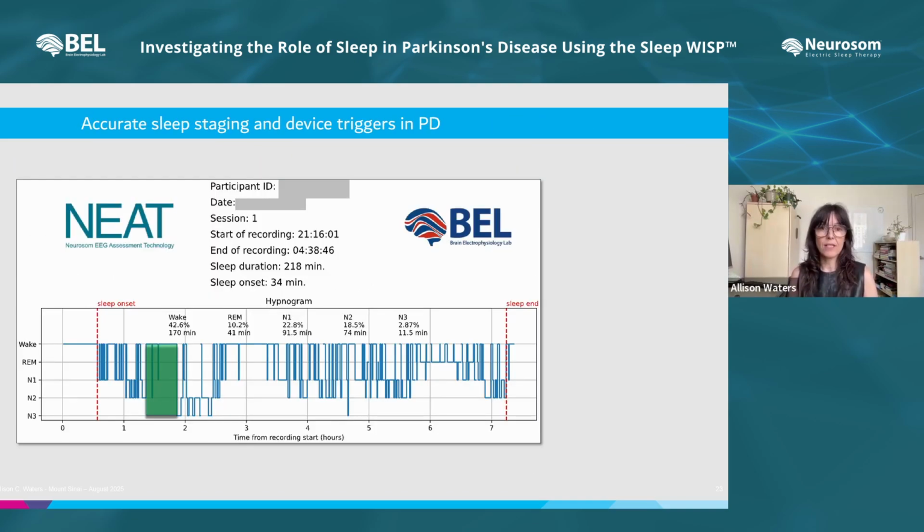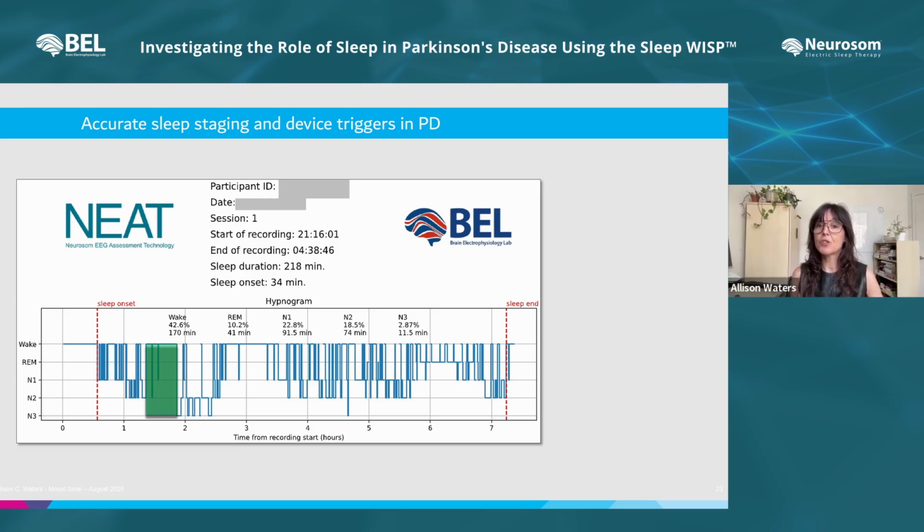Really important here, this was our first go, no go. Early outcome is that the device seems to be working as designed. So here we have a hypnogram that we would have received from Bell simply by logging onto the flow interface. And we see, I've marked in green, that the stim was triggered at exactly the moment that we expected it to be, and then it was followed by an epoch of deep sleep.